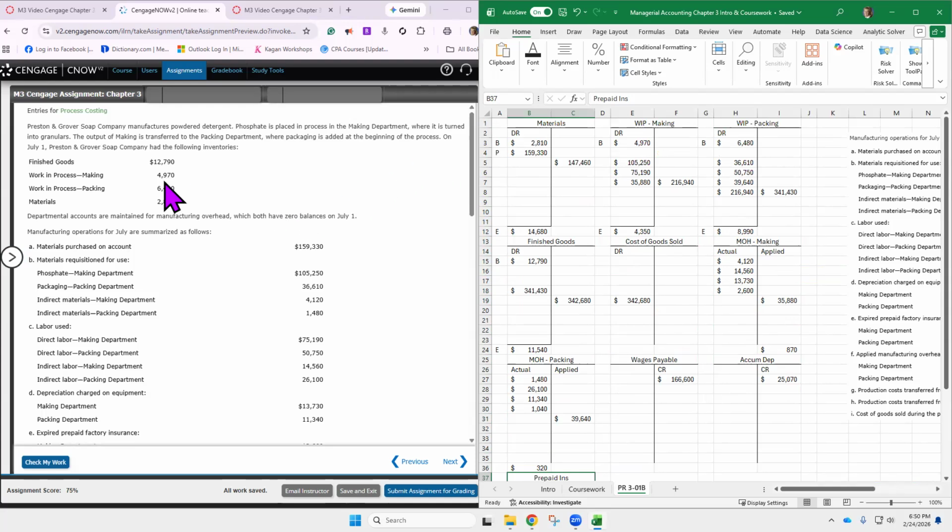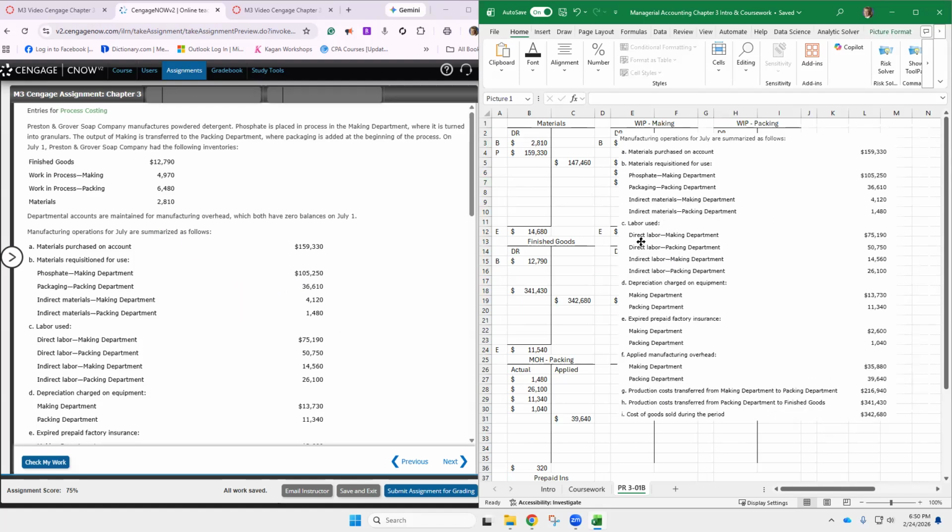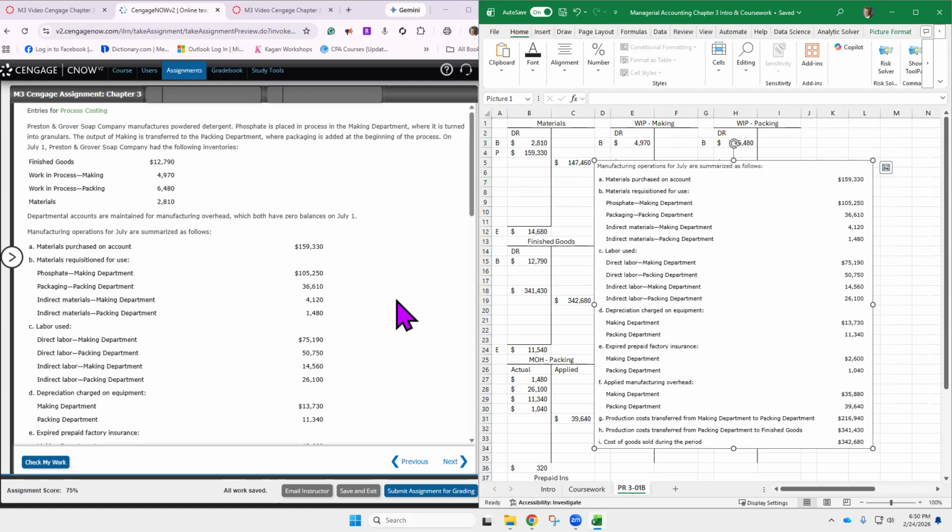prepaid insurance. Now, let's put these in. So finished goods is $12,790. Work in process making gets $4,970. Work in process packing, $6,480. I put all of these in because they were the balances as of July 1st. Now we're going to go through these journal entries. I've made a copy of mine so that when I scroll up, I don't have to. So the first thing we're going to do is purchase materials on account.